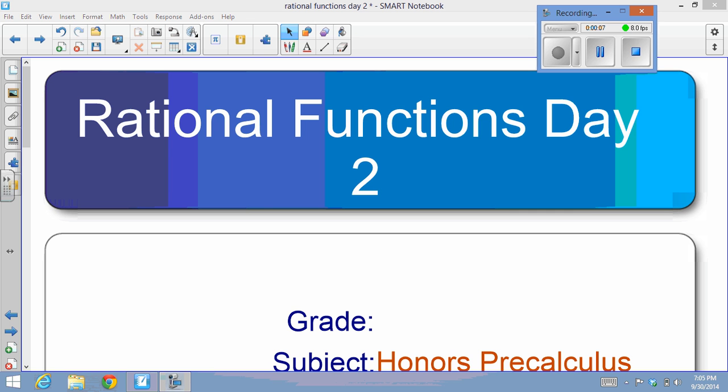So we'll do a little bit more with asymptotes, and then we will talk about solving equations with fractions in them. This will be a review for those of you who had Honors Algebra 2 last year. It'll be new though for those people who didn't. So do the best that you possibly can. So rational functions day 2.